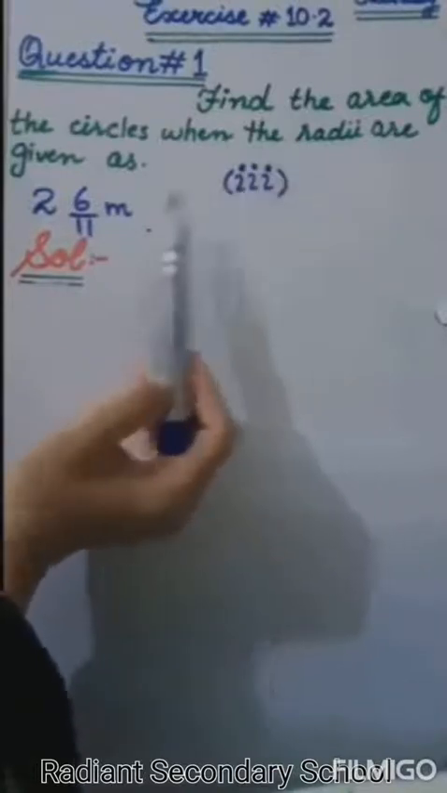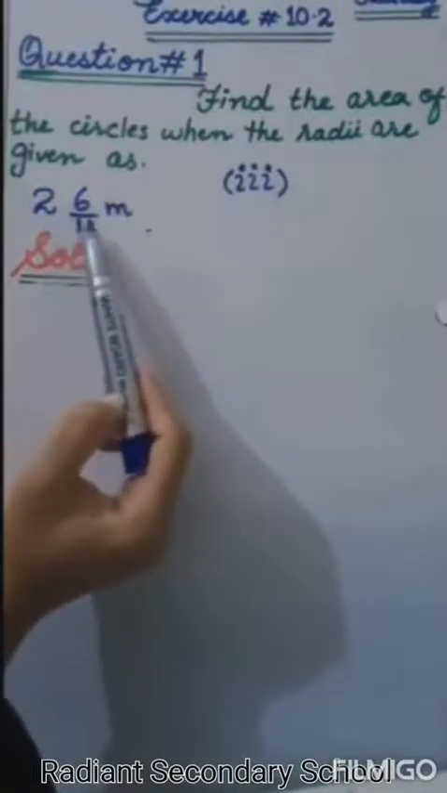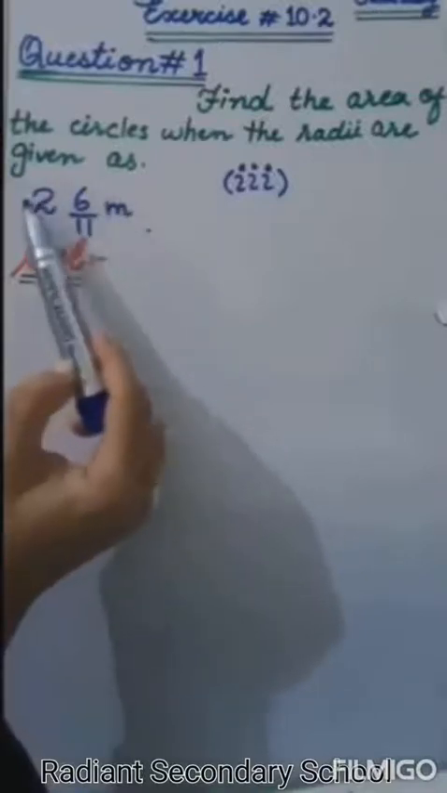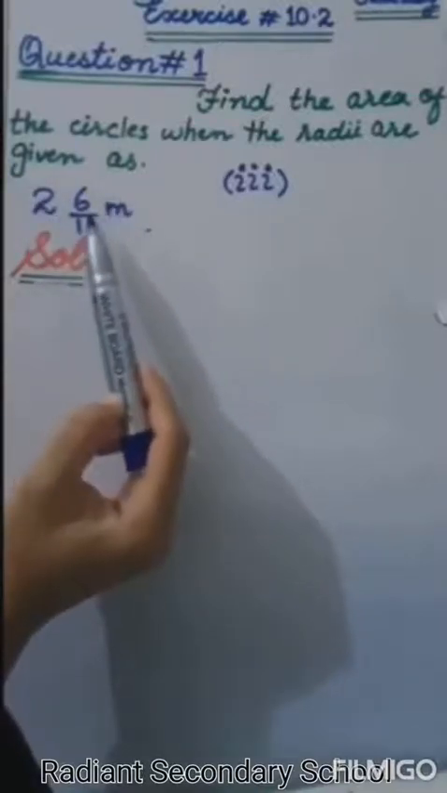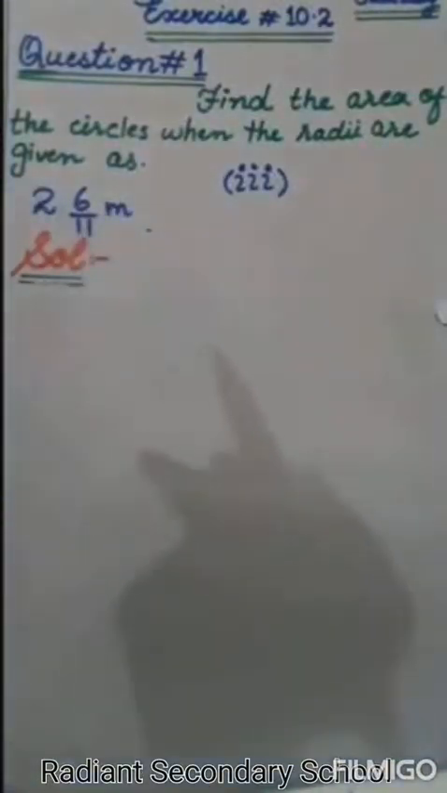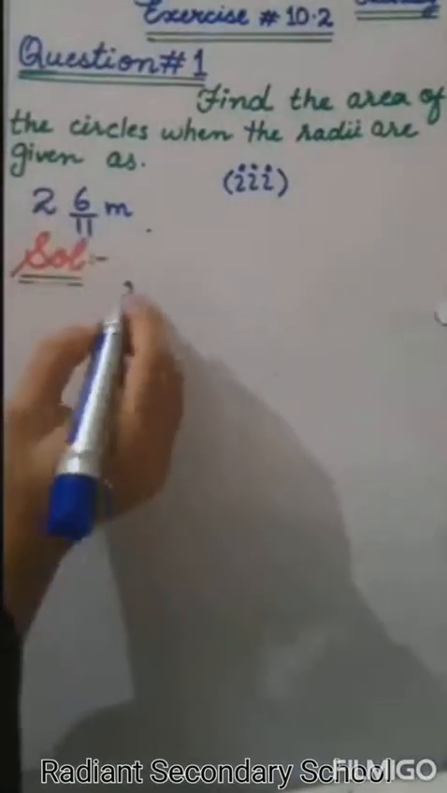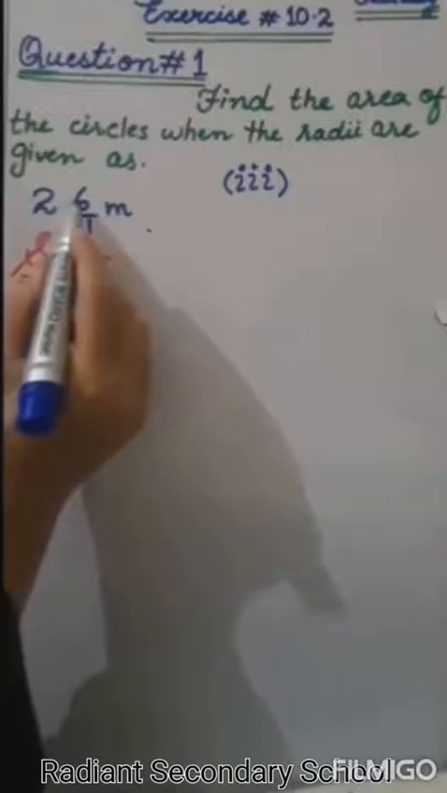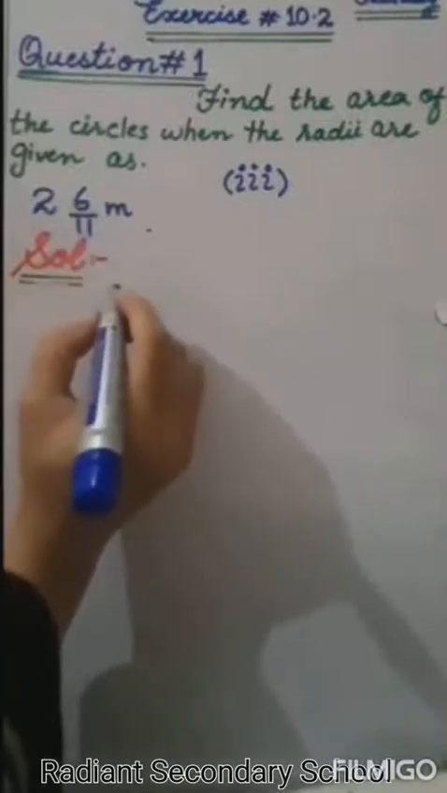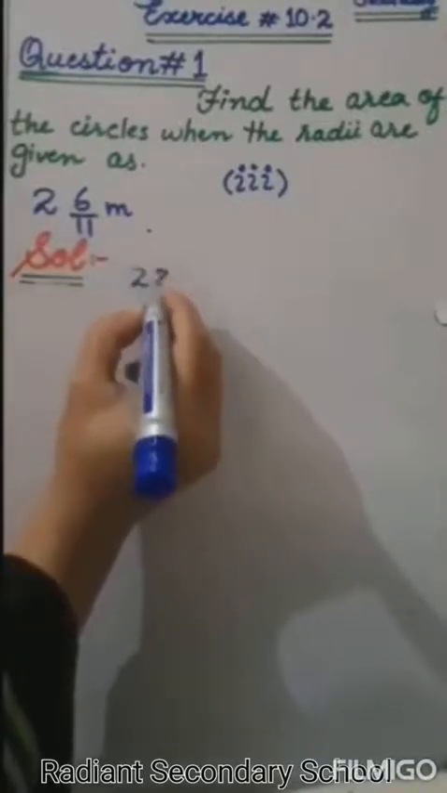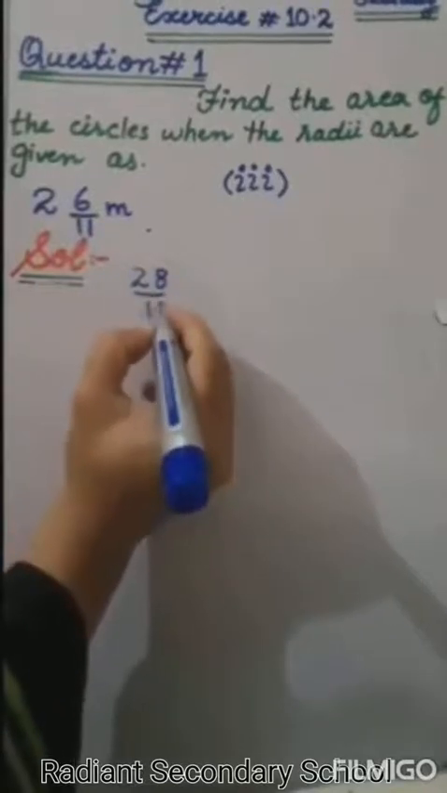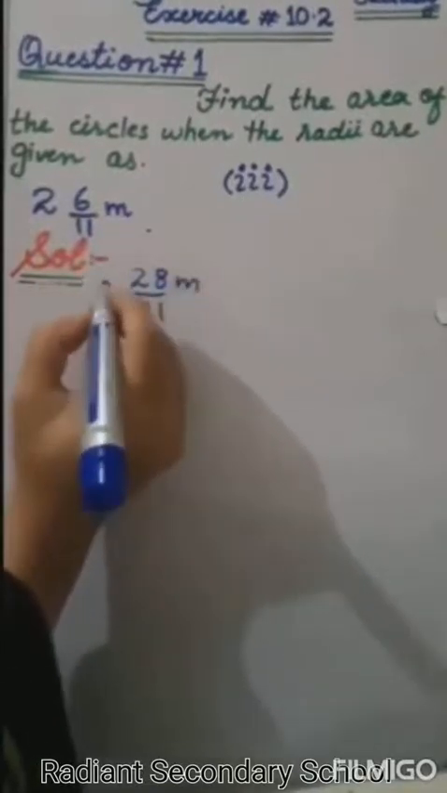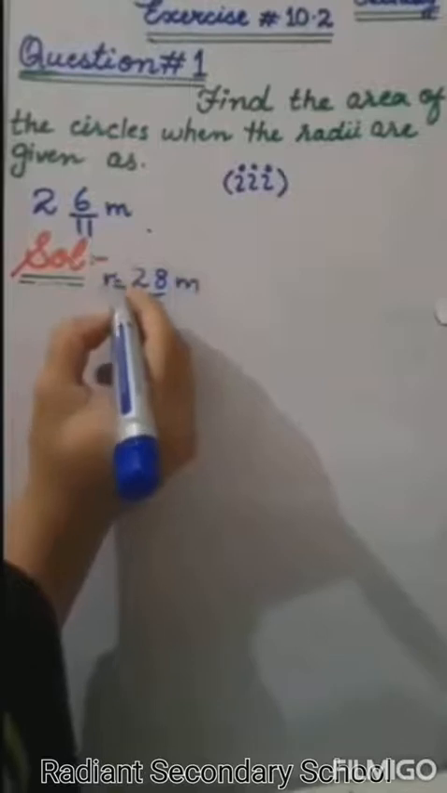In the third part, the radius is given as 2 whole 6/11. That is our radius, and it is present in the form of a mixed fraction. So make it improper first. 11 2s are 22, and when we add 22 with 6, it becomes 28/11 meter. That is our given radius.